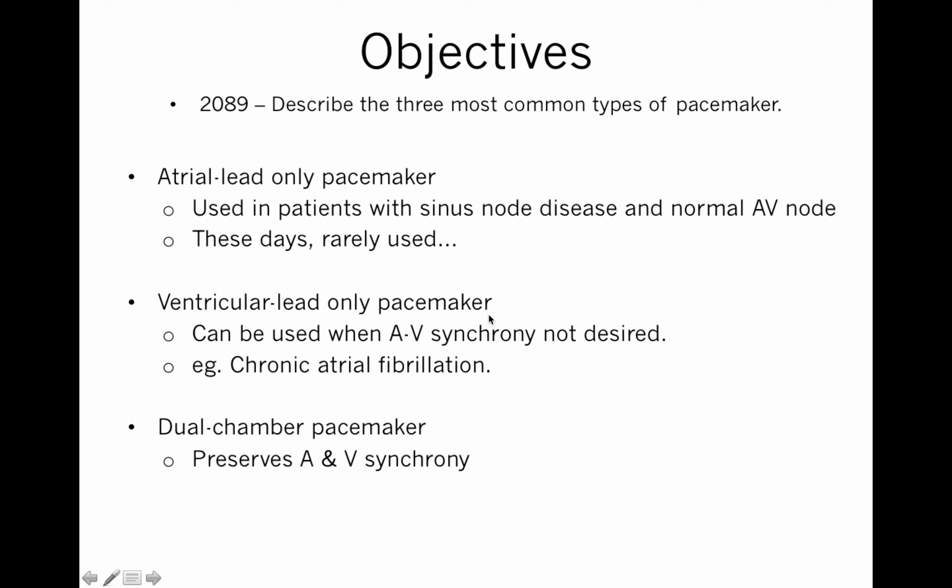Ventricular lead only pacemakers can be used usually when AV synchrony is not desired. So if somebody has atrial fibrillation but they're bradycardic, there's no reason to maintain AV synchrony because they don't have a normal sinus node or sinus beat. Hence, ventricular pacing alone will suffice. Dual chamber pacemakers will pace both the atrium and the ventricles, and they will maintain a normal A and V relationship. So they'll maintain synchrony between the atrial contraction and the ventricular contraction.